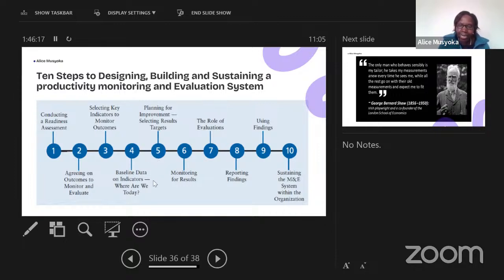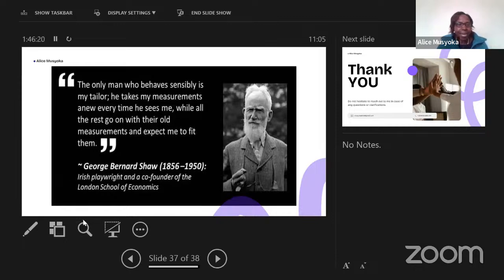The next slide, we have George Bernard Shaw, who lived between 1856 and 1950. What George Bernard Shaw said is that the only man who behaves sensibly is his tailor. He said, the tailor takes measurements anew every time he sees him, while all the rest go on with their old measurements and expect him to fit in them.